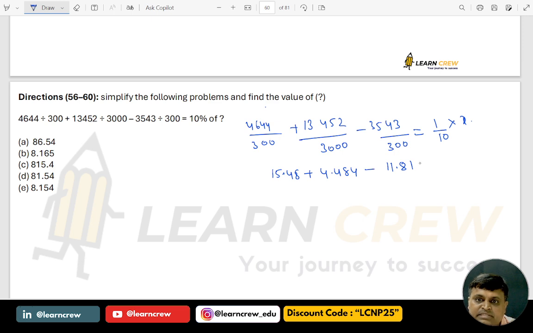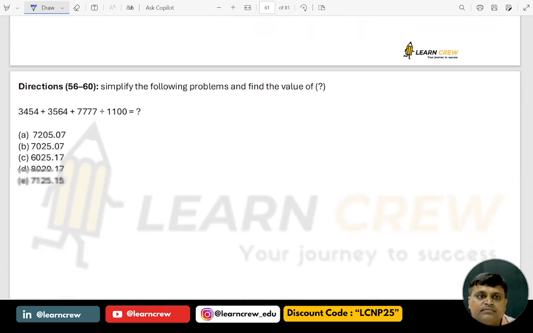Okay. So what will the value you are going to get? This value is nothing but 15 plus 4, 19 minus 11, 8. So it is nothing but 8.154. 8.154 is equal to x by 10. So x is equal to 81.54. 81.54 is the answer. Now next.